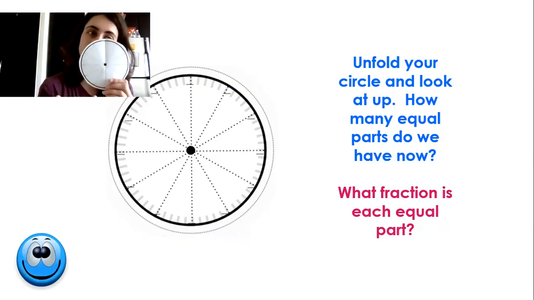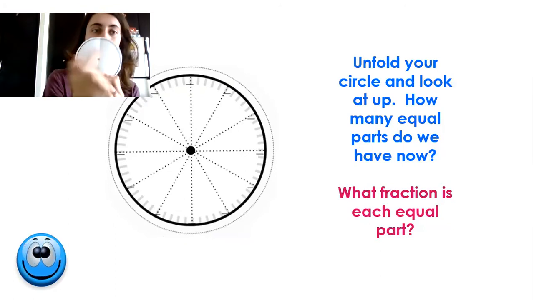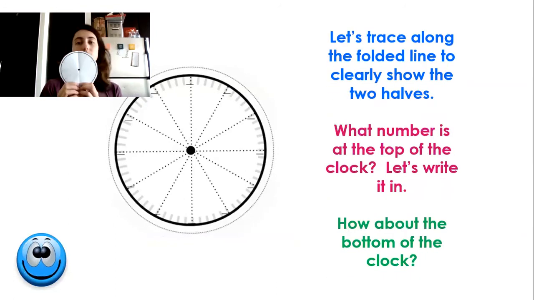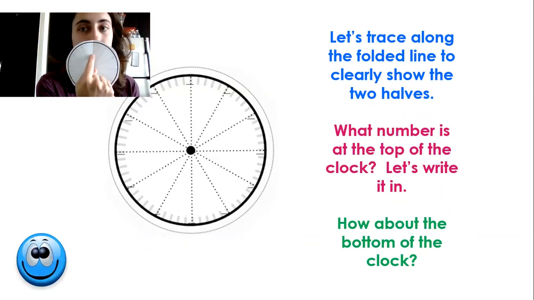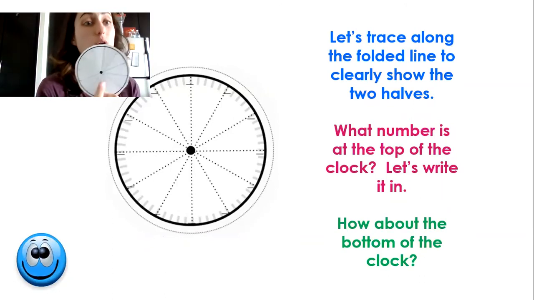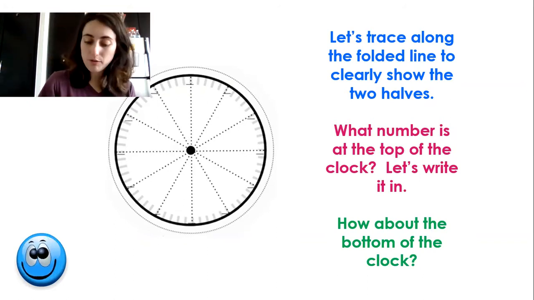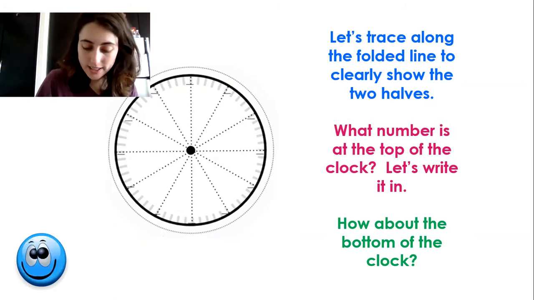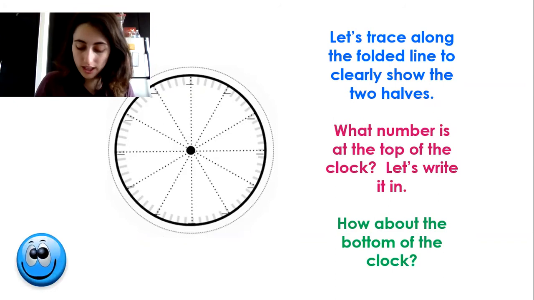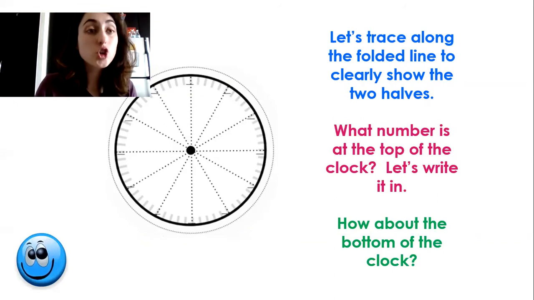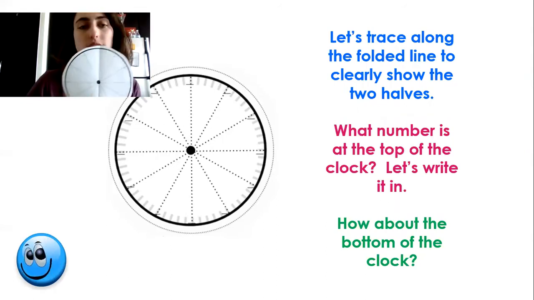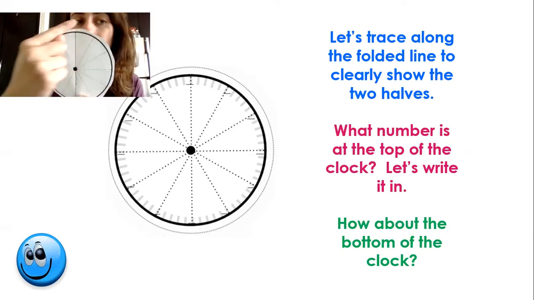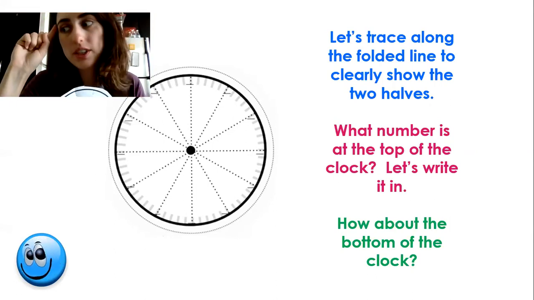Absolutely. This is 1/2 and this is 1/2 and we have a 1 whole. So let's trace along the folded line here to clearly show the 2 halves, okay? So I'm going to draw straight down on that dotted line, on our fold line, to clearly show that we have 2 halves, okay? What number would we put on the top of the clock? What number goes on top? Do you remember from what we just said?